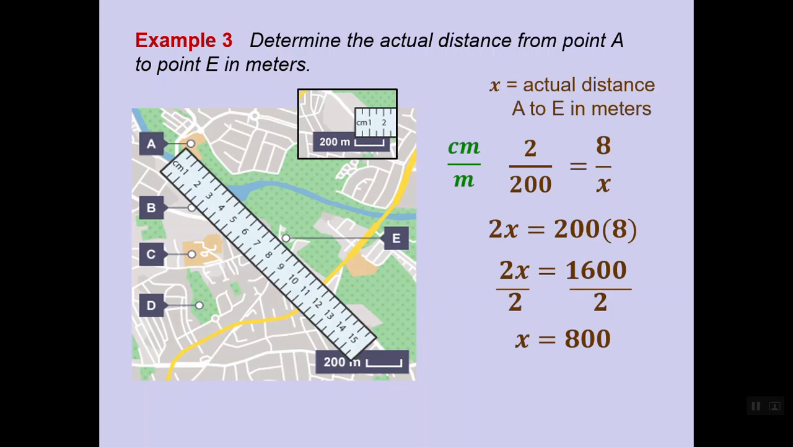Now it's a matter of cross-multiplying, solving, and getting x equals 800. If I'm not sure what that means, x equals 800, I look back at my defined variable. It says that's the actual distance. So it's 800 meters from point A to point E in real life.